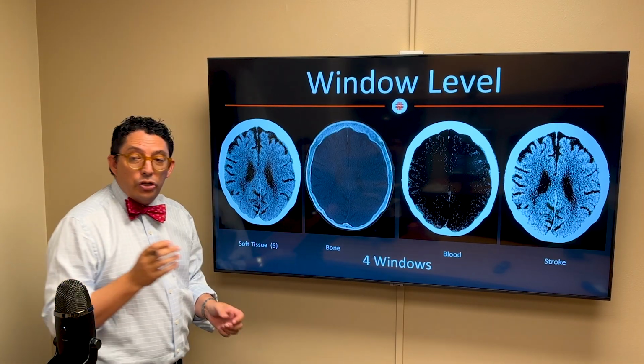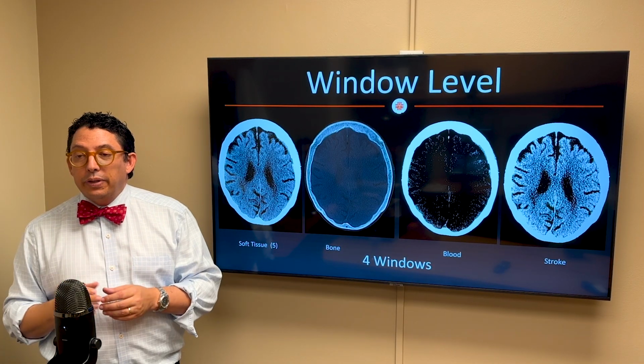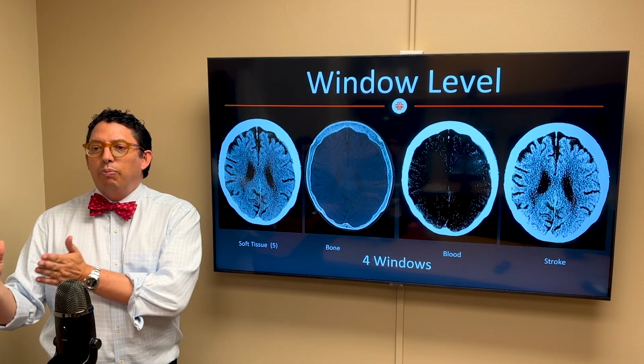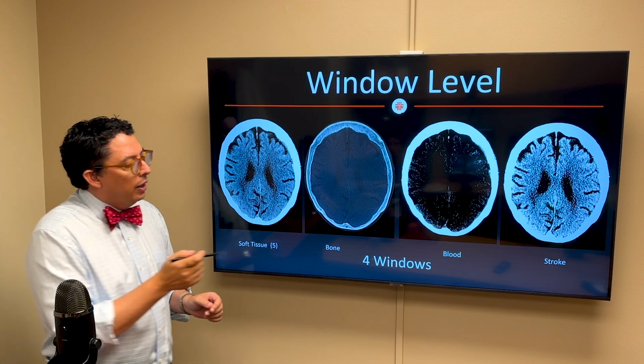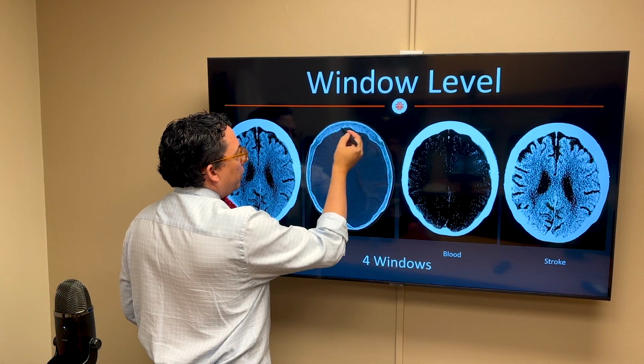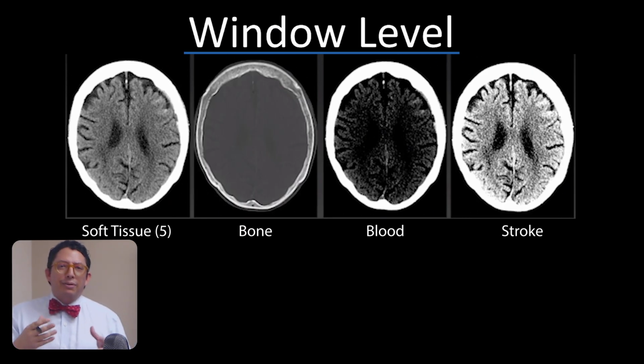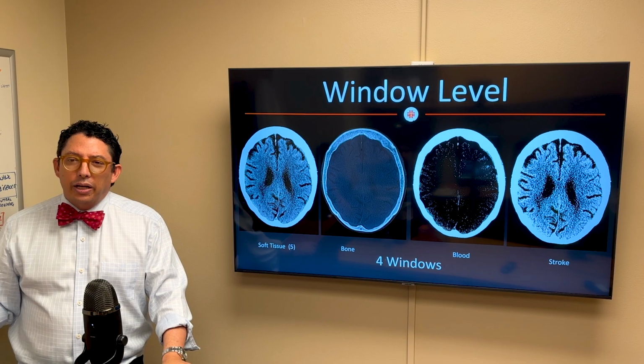Then we can adjust the kernel, which is the algorithm, to really show you a high contrast between bone and soft tissues. And this is what we call our bone window. We utilize bone windows to look at bony structures. In the case of trauma, for example, to look at if there are fractures or not, or if there's any lesion inside of the bone.